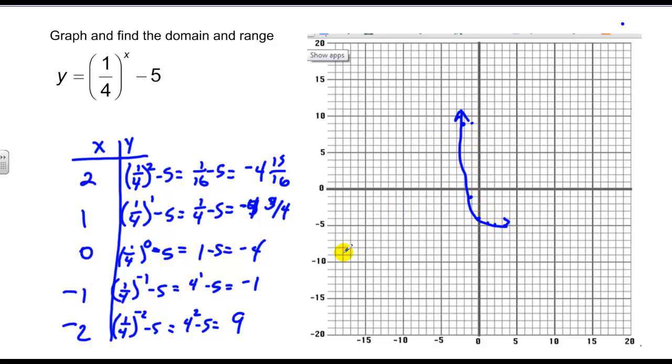And if I talk about the domain, again, it goes to the left forever, goes to the right forever, so that's all reals. In fact, for every exponential, the domain is going to be all reals. The range is the only thing that'll change. And in this case, the range appears to be leveling out at this point right here. So y is going to be greater than, and that value is -5.